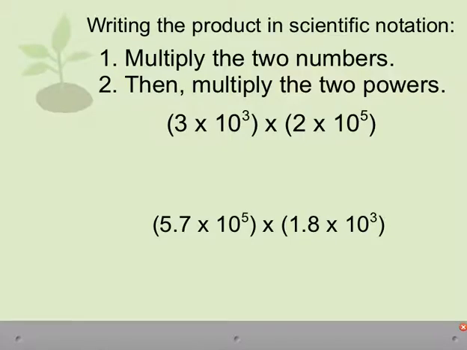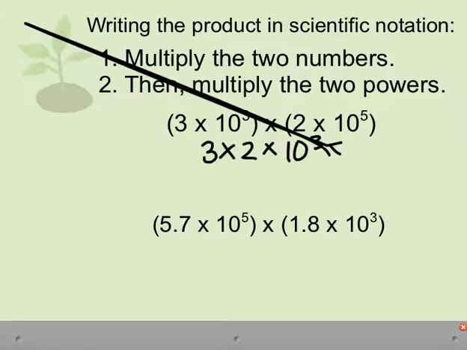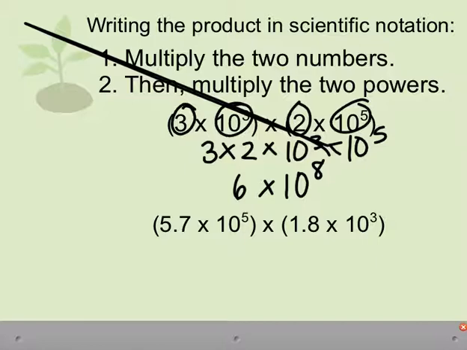Now the other part of this lesson is being able to multiply in scientific notation. And we have two steps. We multiply our two numbers and then multiply the two powers. The reason we can do this is because of the commutative property. I can rewrite this to say I have 3 times 2 times 10 to the third times 10 to the fifth, so that I can multiply my 3 and 2 to get 6. I can multiply my powers to get 10 to the 8th, and I am done. So I'm multiplying my two numbers, multiplying the two powers, and I'm good to go.